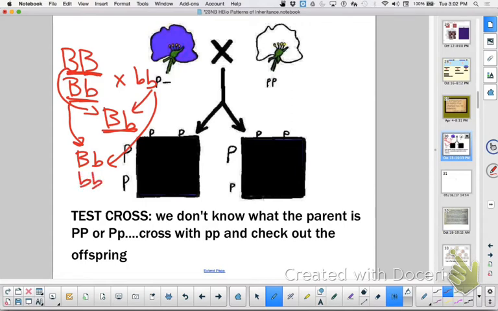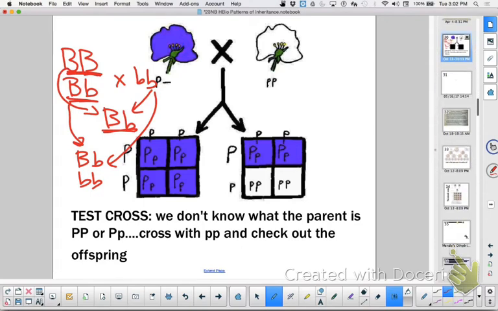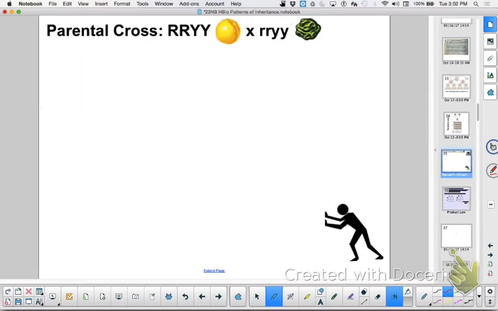So if I have purple flowers, and I don't know if it's purple-purple or purple-white, then I always cross it with a white flower, and if half of them turn out to be white offspring, then I know that it was a heterozygote. That's a test cross.